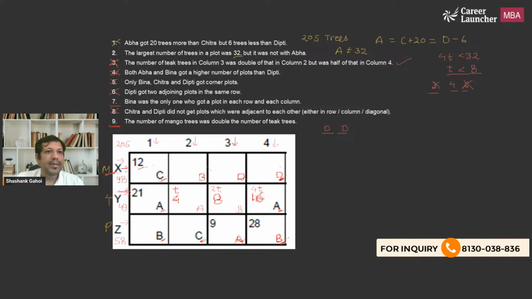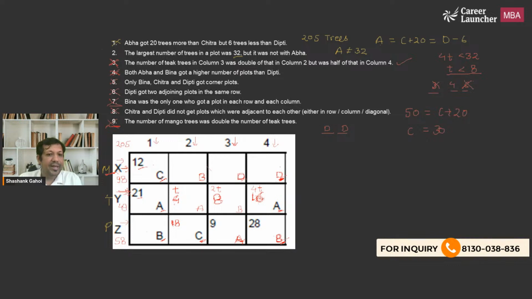Okay. So basically, I got this. This statement is completely used. This statement is also completely used. Now I'm coming to this. Now, what is the total number of trees with A? That is 21 plus 4 is 25. 25 plus 9 is 34. 34 plus 16 is going to be 50. So the number of trees with A is 50. 50 is equal to what? C plus 20. So from here, can we say C equal to 30? The number of trees with Chitra is going to be 30. And Chitra has 2 plots and one plot has 12 trees. So the second plot must have 18 trees.